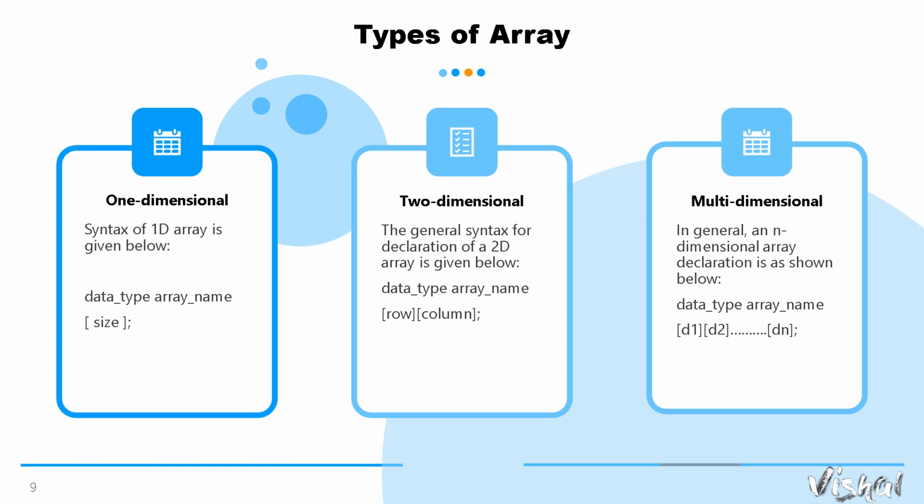In two dimensional, the syntax is: first we write the data type, then the array name, then in the first subscript we write the rows, and in the second subscript we write the columns. Third comes multi-dimensional. Here we first write the data type, second the array name, but the interesting thing is that we can add as many subscripts as we need. Here we have taken d1, d2 and dn to represent our choice of number of dimensions.